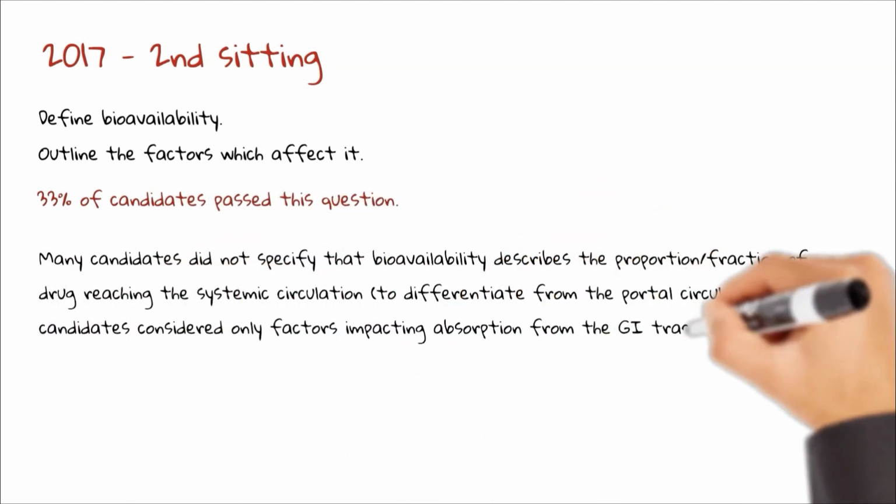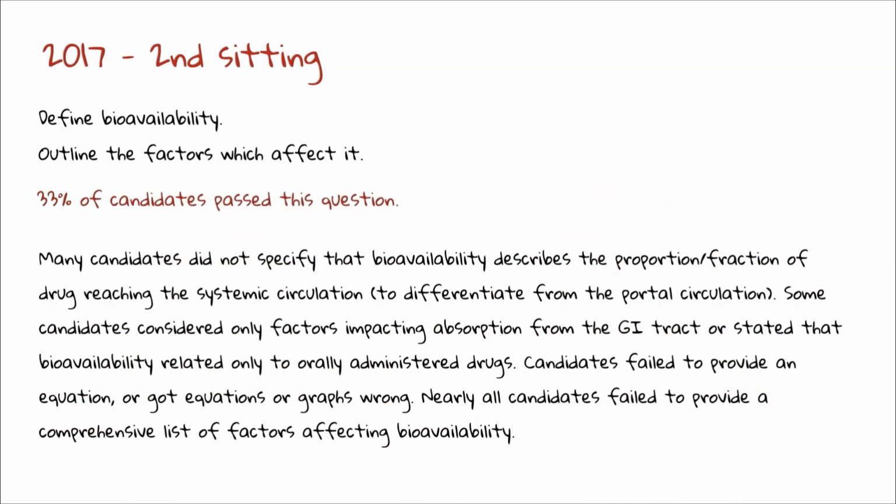Many candidates did not specify that bioavailability describes the proportion or fraction of drug reaching the systemic circulation to differentiate from the portal circulation. Some candidates considered only factors impacting absorption from the GI tract or stated that bioavailability related only to orally administered drugs. Candidates failed to provide an equation or got equations or graphs wrong. Nearly all candidates failed to provide a comprehensive list of factors affecting bioavailability.